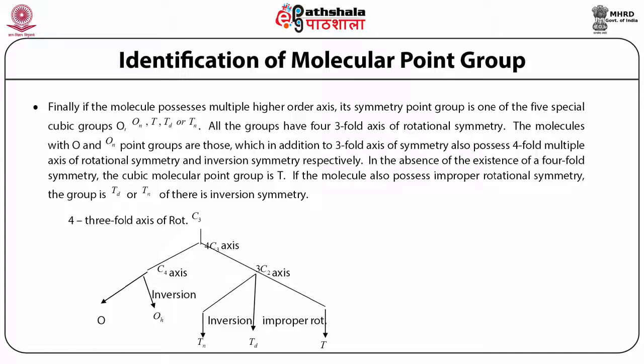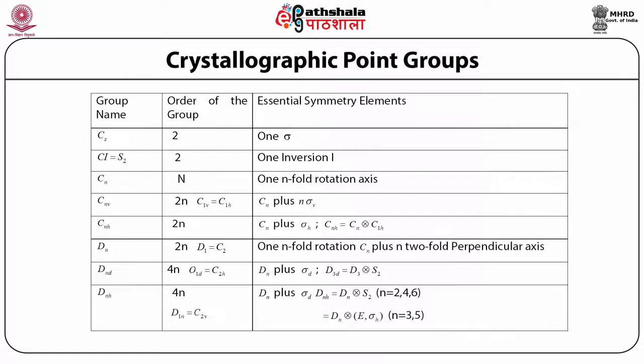The group T, if there is no improper rotation symmetry, though there is no inversion symmetry. If there is an improper rotational symmetry, it belongs to the group Td. And if there is an inversion symmetry along with the 3C2 axis and a 4C3 axis, then the molecule belongs to the group Th. So we can now make a summary of what we have learned.